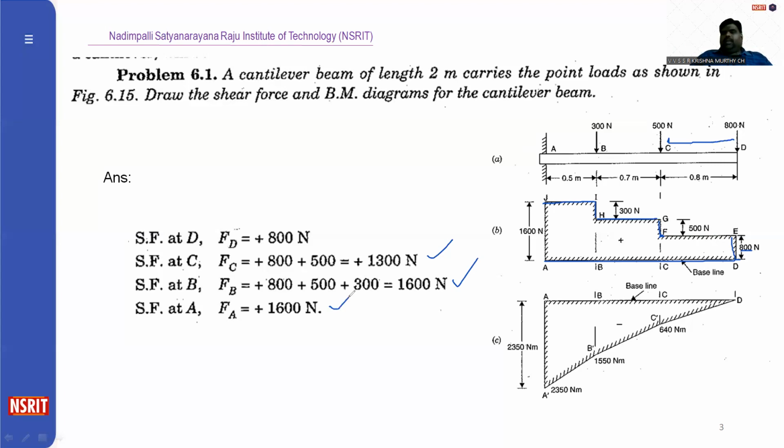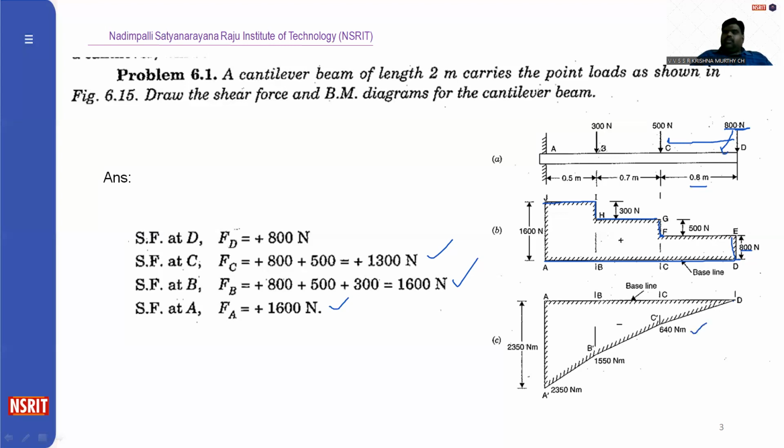Next is the bending moment diagram. The bending moment is nothing but the algebraic sum of all the moments acting on the beam. As I mentioned, the bending moment at the free end will be 0. So the bending moment for this particular point is 0. And at C, we see a vertical force of 800 newtons acting at a distance of 0.8. So 800 into 0.8 is 640 newton meter. We will mark this as C.